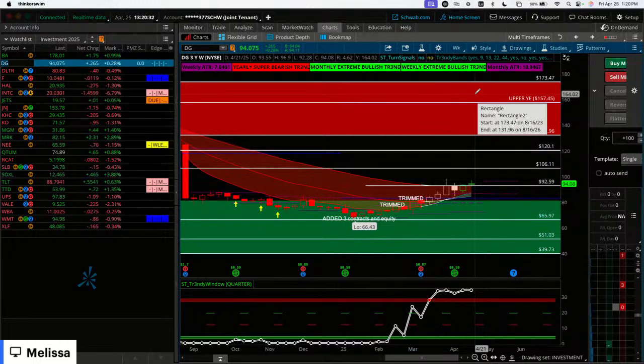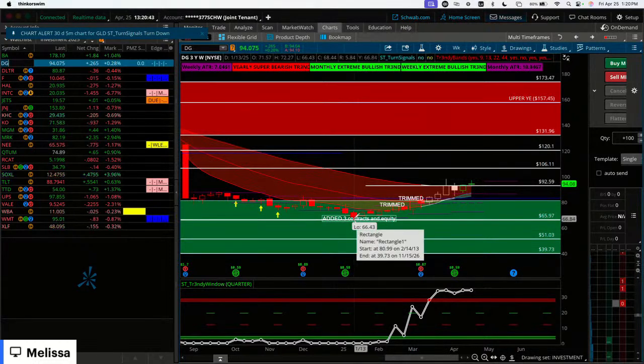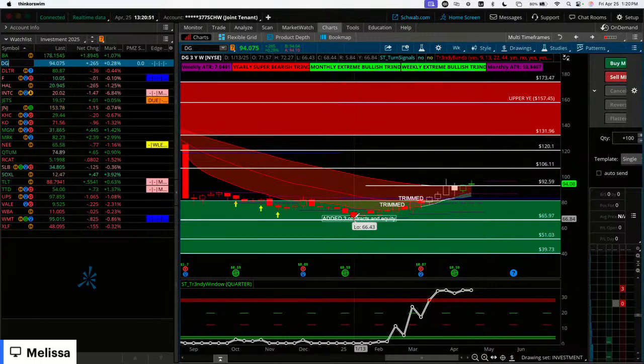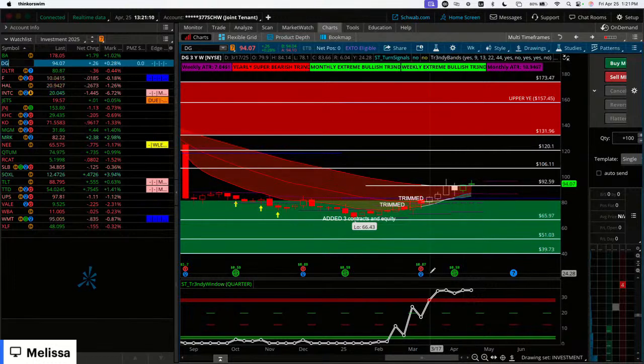Casey asked, "How far out are your LEAPs?" The LEAPs right here, I purchased in January. So I bought the January 2026 expiration, 12 months out. I have some LEAPs for Bank of America that were purchased in March, and those are the March 2026 calls. I purchased 12 months out. Okay, so that is Dollar General.